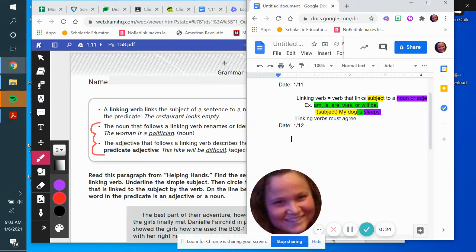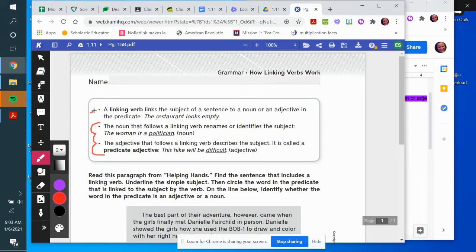All right. So the first line on here is just what we wrote yesterday, that a linking verb is a verb that links the subject to a noun or an adjective. We talked about that yesterday. So there are other examples of linking verbs. Looks is a linking verb. This is our subject, which is the restaurant. This is our adjective, which is empty. Looks is a linking verb.